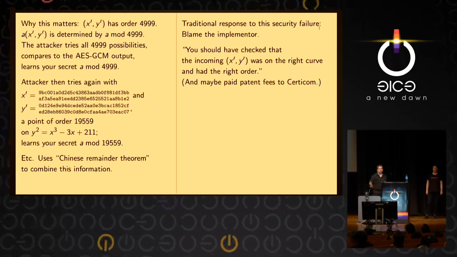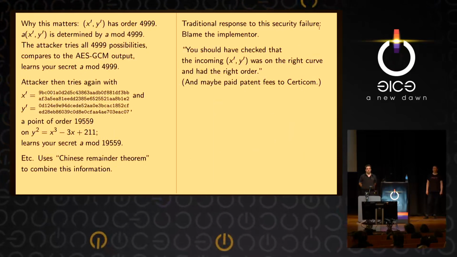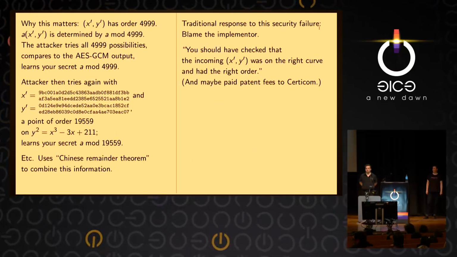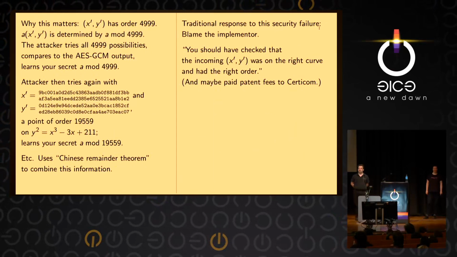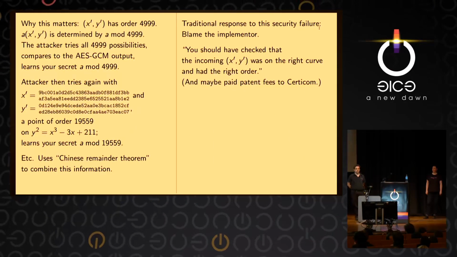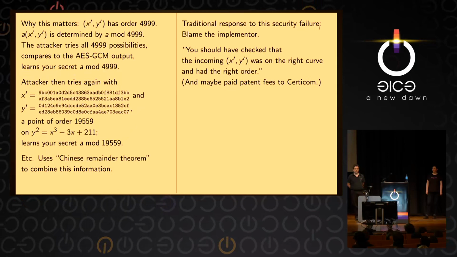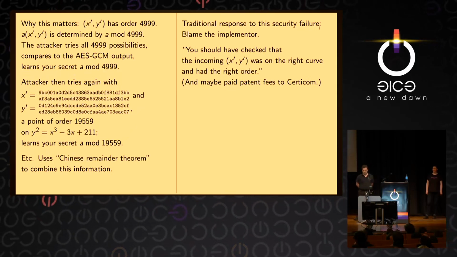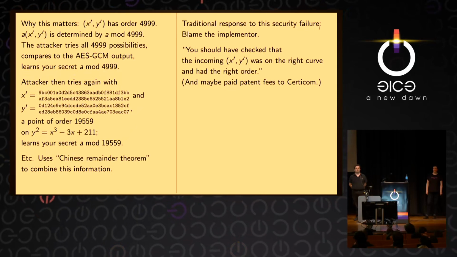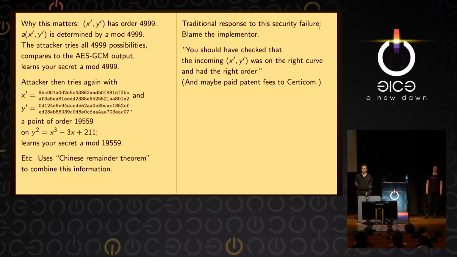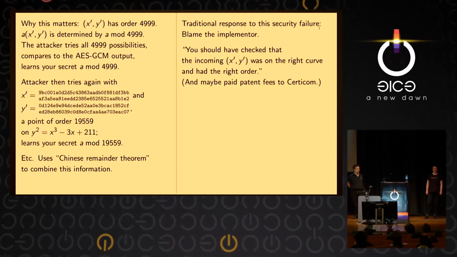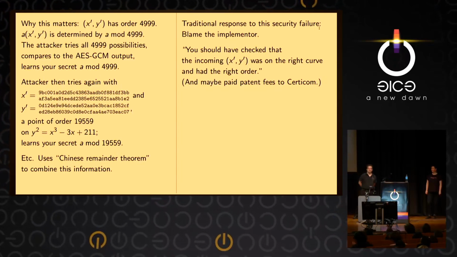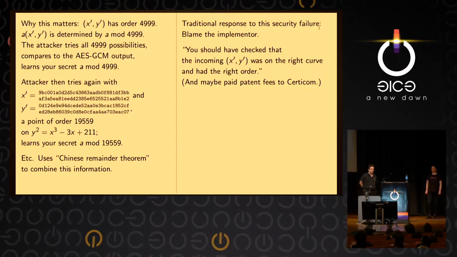So what do people normally say in response to this? They say, oh, didn't you notice the footnote in the standard that said when you have a point coming in, you have to check whether it's on the curve, because somebody might have been trying this evil attack. So this is blaming the implementer, which is how we get secure systems, by blaming the implementer. That's good. If something's gone wrong with a system, then it's the implementer's fault for not checking.